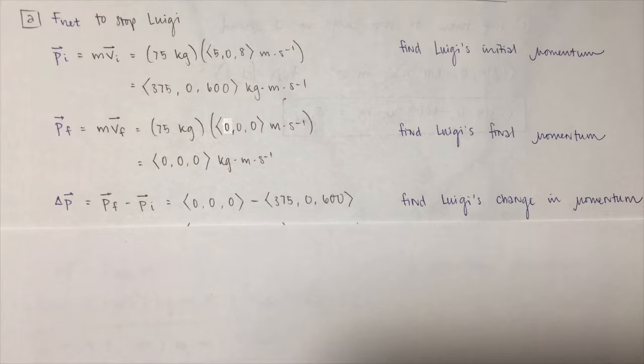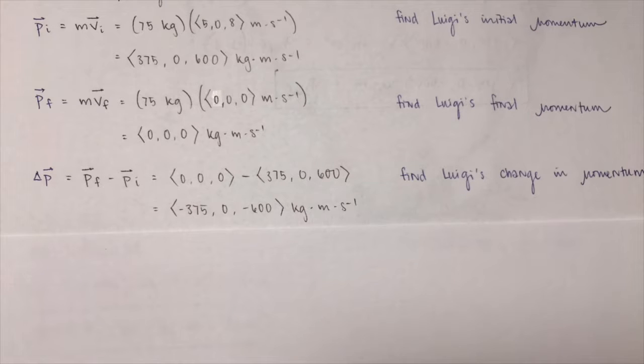Now we can finally solve for delta P, the change in momentum, by subtracting the initial momentum from the final. We subtract the initial from the final because we start at some point and end up at another, and we want to know how something changed between those 2 points. So plugging in values, 0, 0, 0 minus 375, 600 gives us negative 375, negative 600 for delta P.